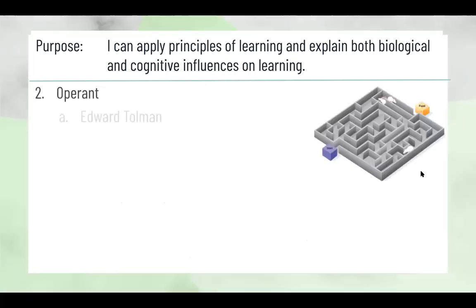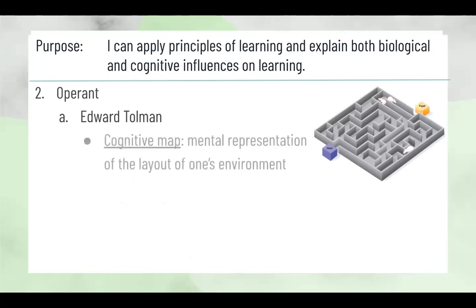Okay. Another aspect here is we're going to look at operant, and there's another nice to know name, Edward Tolman. And Tolman did something called a cognitive map. Okay, so what it is, is a mental representation of your environment. So you have cognitive maps. You could probably picture how to get from your house to school. Okay, and you can picture that in your head. That would be a cognitive map.